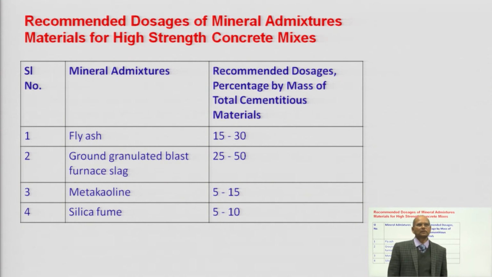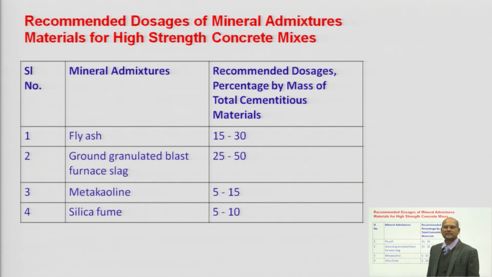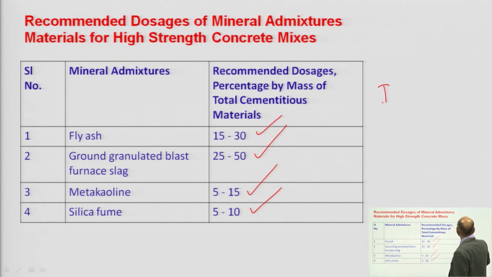Then the recommended dosage of mineral admixture material for high strength concrete is given in the guidelines, and based on that you can use fly ash 15 to 30%, GGBS 25 to 50%, metakaolin 5 to 15%, and silica fume in the range of 5 to 10%. These are the recommendations of IS 10262:2019.